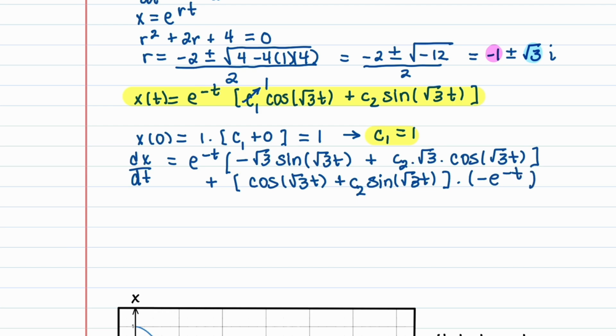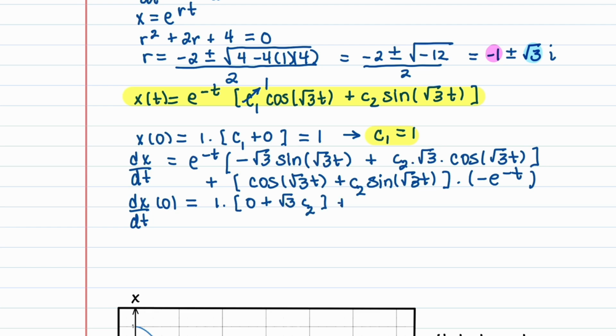I think if you're going to make a mistake, the biggest place to make a mistake here is to forget the second term. Now let's go ahead and let t be equal to 0. e to the 0 is 1, sine of 0 is 0. So we end up with just 1 times 0. Cosine of 0 is 1. So we pick up a root 3 times c2.